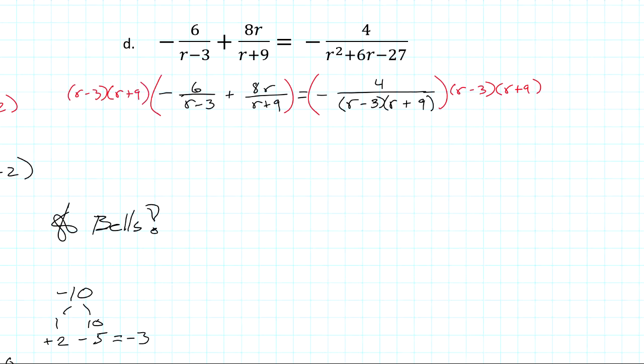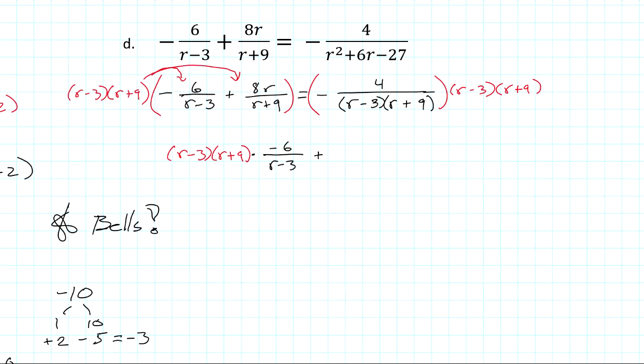Great. So on the left side, we'll distribute the r minus 3, r plus 9 to the two terms, the negative 6 over r minus 3, and then again we'll distribute it to the 8r over r plus 9. Let's write that out now. So we need to move things over, r minus 3 times r plus 9 times, I'm going to put that minus on top. That's minus 6 over r minus 3. Just move that negative to the top. It's totally fine there.